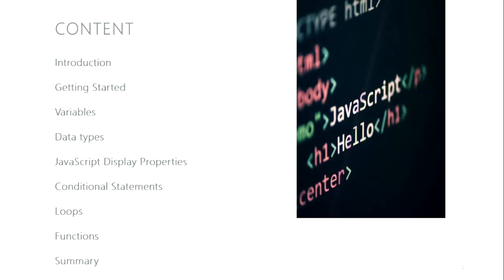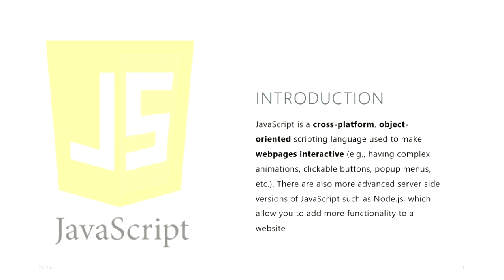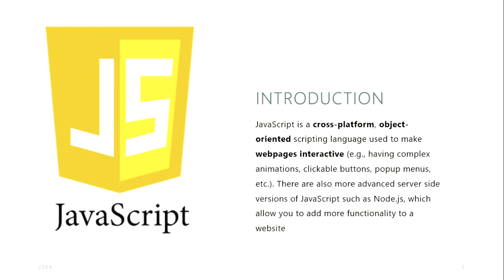So these are the contents that we are going to go through in this presentation. Firstly, talking about what is JavaScript. So JavaScript is a cross-platform object-oriented scripting language that is used to make web pages interactive. Example, having complex animations, clickable buttons, navigation bars, pop-up menus, etc.